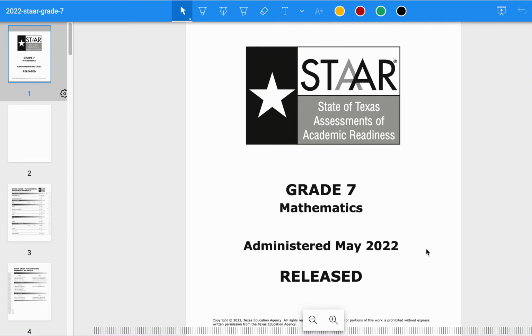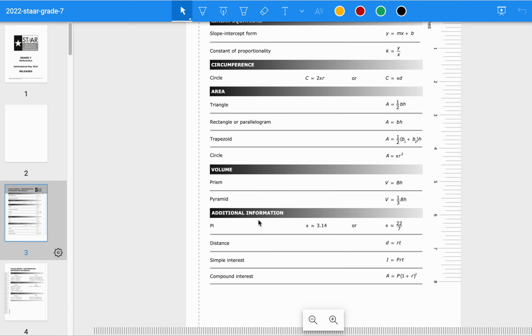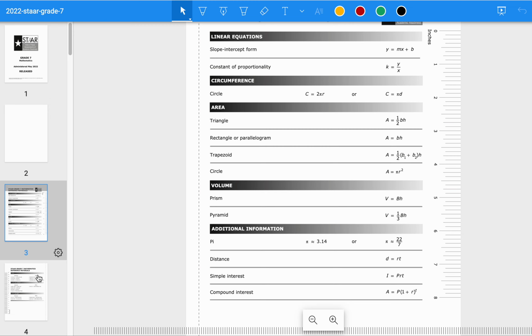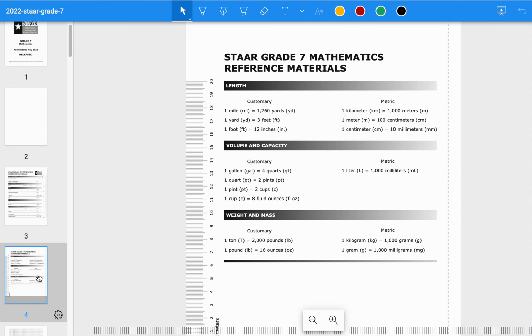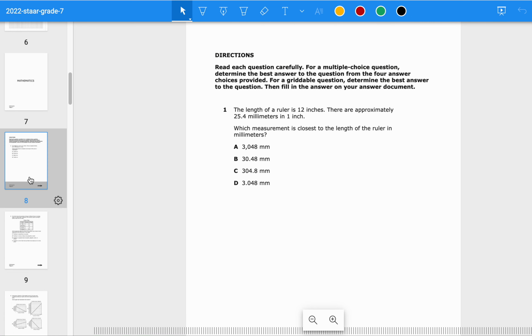Let's talk about the STAAR test, Grade 7 Mathematics, which was released on the Texas TEA website in May 2022. Firstly, you can see that normally in the test you have these reference materials, and then you can come back to check the formulas when you need them. And also here, there's another page of reference materials. Let's get straight into the questions.